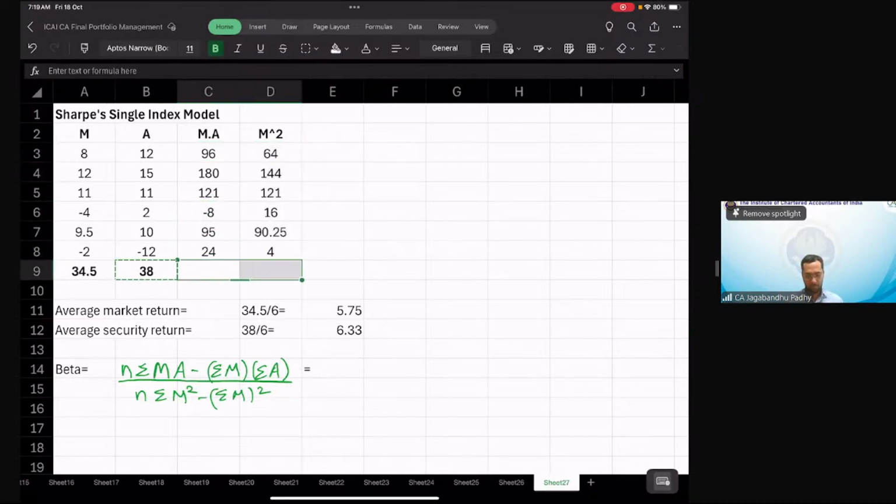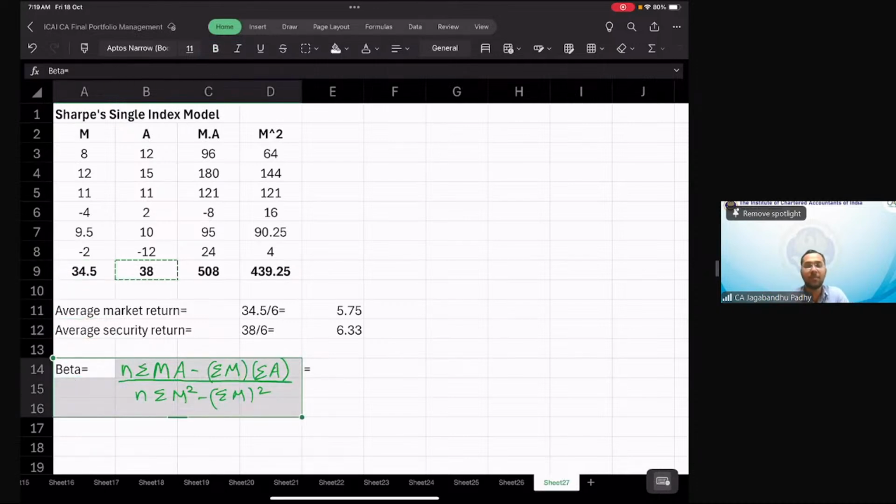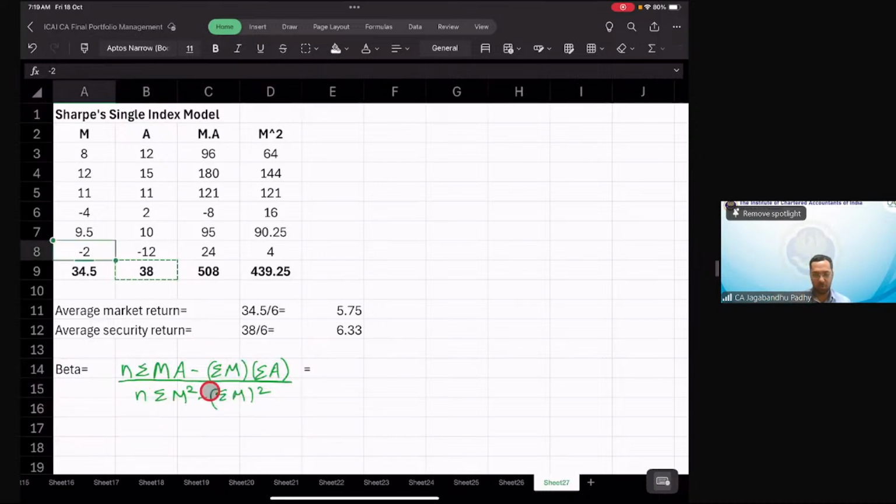Okay. Right, so I'm giving you the total numbers, which is summation m is given, summation a is given, summation ma is given, summation m square is given. Just substitute in this formula and give me the beta, guys. Please do the calculation and give me the beta. Substitute these numbers into this beta formula and give me the final beta value, guys. Give me the final beta values.